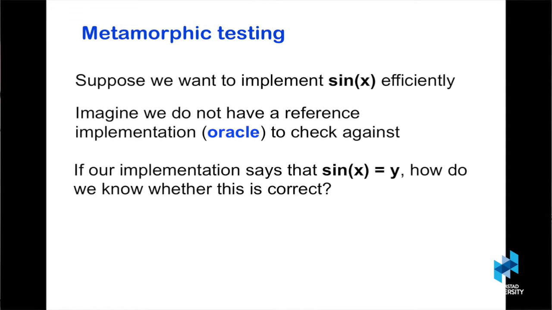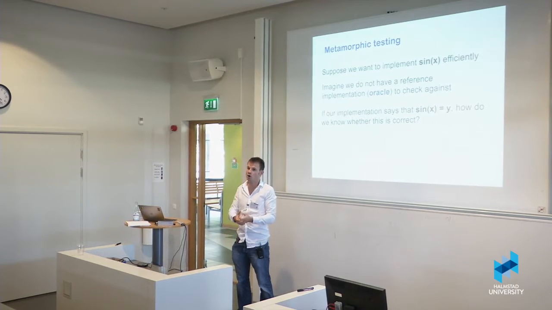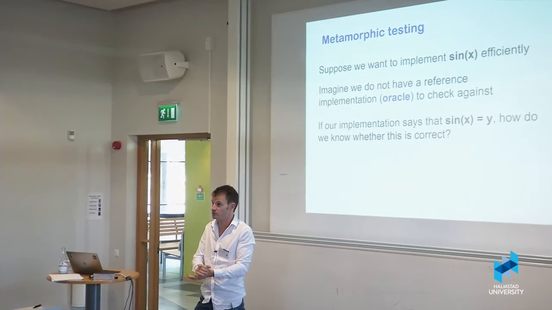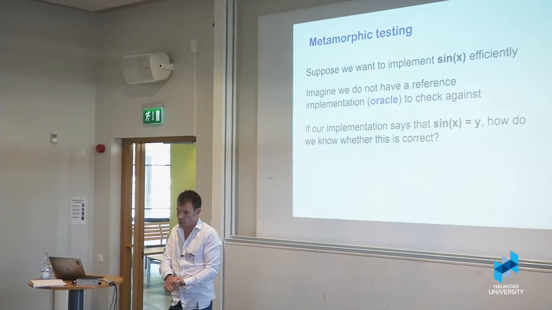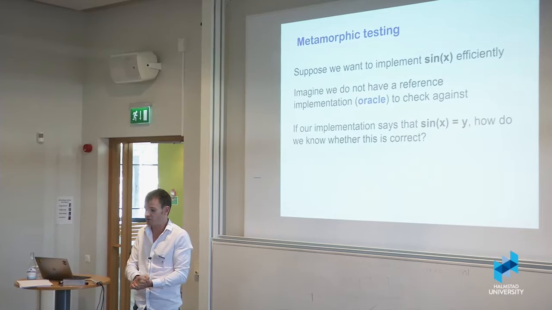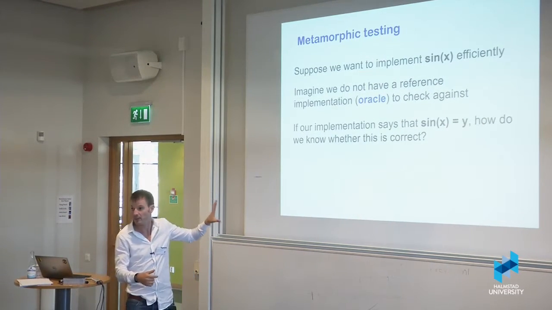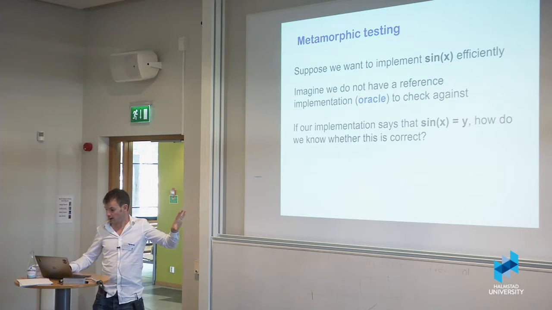So imagine we don't have a reference implementation of sign to check our implementation against. If our implementation says that for a given x, the sign of x is y, then how do we know whether our implementation has computed sign of x correctly? We might know what the sign of x is for certain values of x, but for some arbitrary value of x, we don't know what sign of x should be. Therefore, we can't check whether our implementation of the sign function has given the right result or not. This is called the oracle problem, the test oracle problem. So we don't have a test oracle, so we can't know whether a particular implementation is correct or not. This has got nothing to do with compilers, by the way. This is a detour.